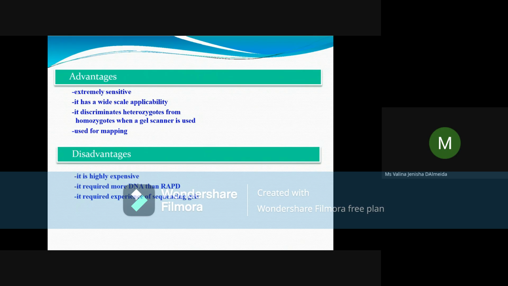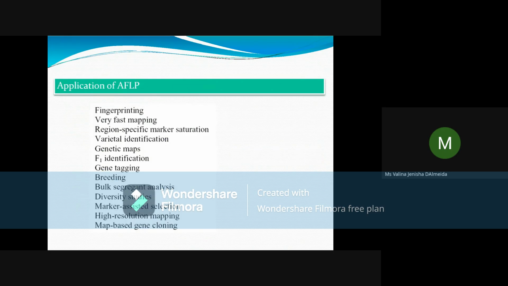So what are the applications of AFLP? Fingerprinting, mapping, region specific marker saturation, understanding different varieties, F1 identification, genetic mapping, plant breeding, and gene tagging. All those things are utilized in AFLP. What is the comparison between RFLP, RAPD and AFLP?